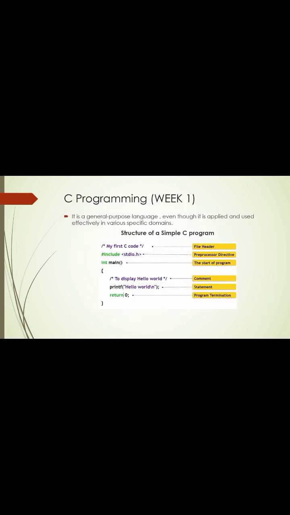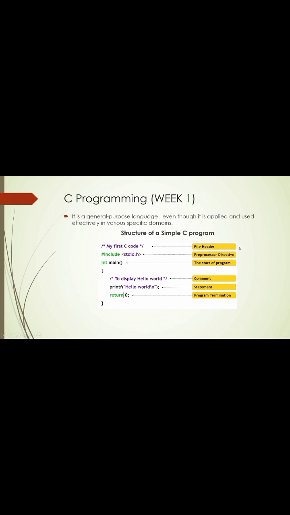Next, in the first week, we learned about C programming. C programming is an essential tool to program for Arduino board. C is a general purpose language and is applied and used effectively in various domains. The structure of a simple C program is as shown in the image.